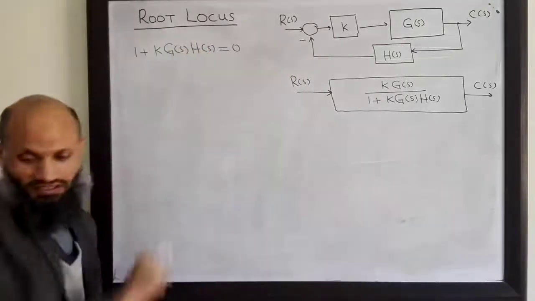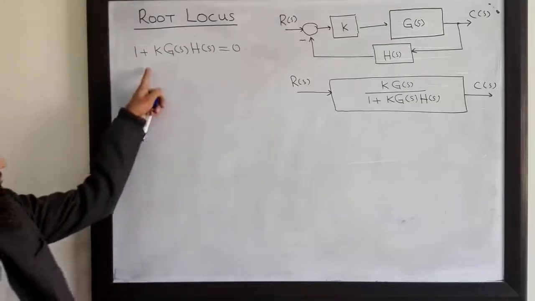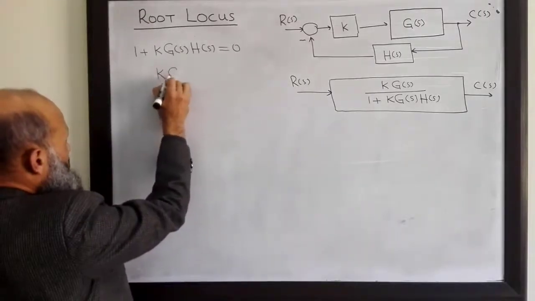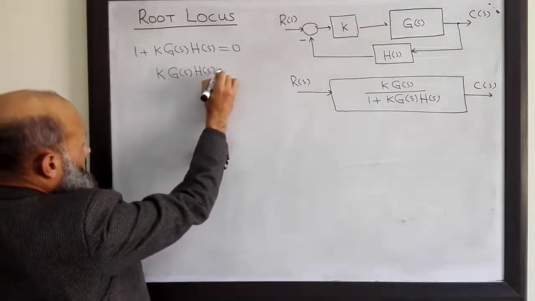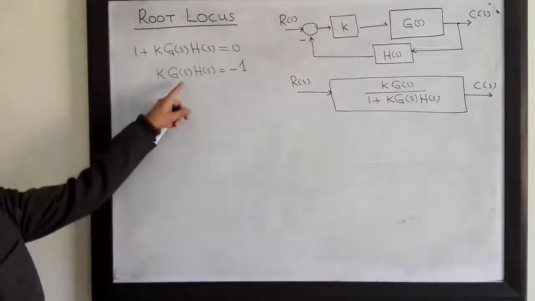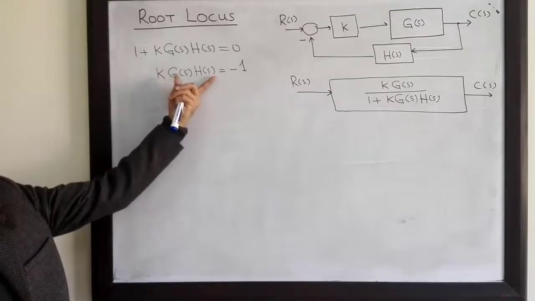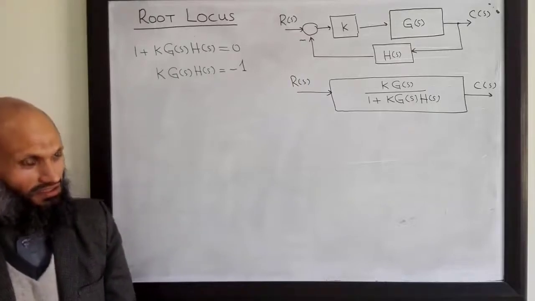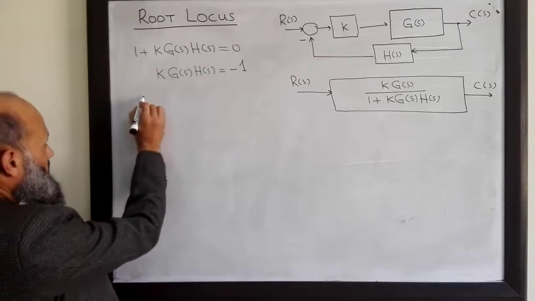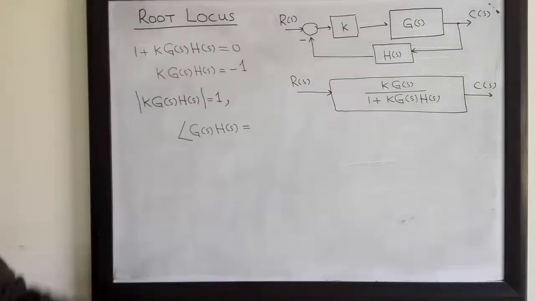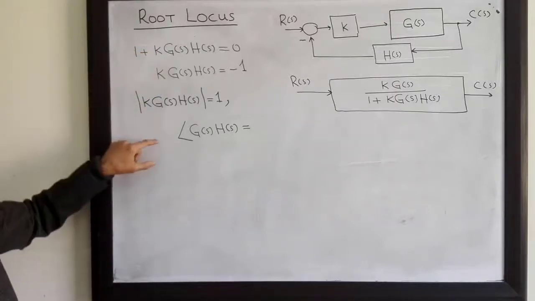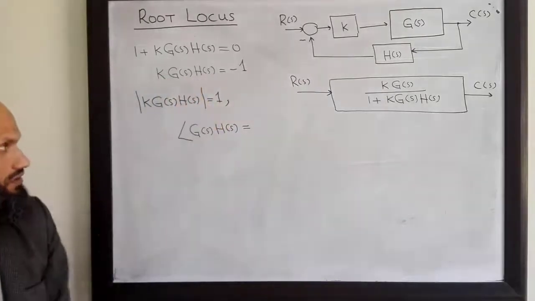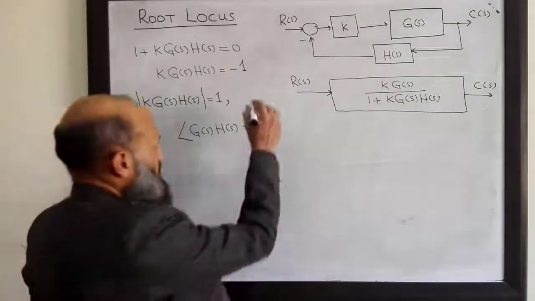So any value of s which satisfies this equation is a closed loop pole. The same equation can also be written in this form. If I bring 1 to the right hand side, K G(s) H(s) is equal to -1. Here the argument s is a complex number, so this left hand side is a complex number, so you have a complex equation. And you remember that a complex equation can be broken down into two equations, that is, the magnitude of this is equal to 1, and what is the angle of this complex number?